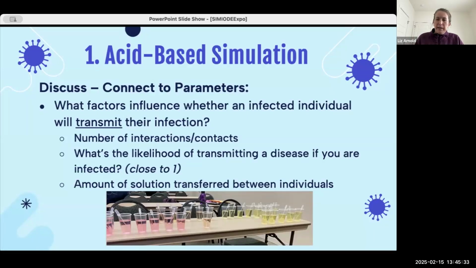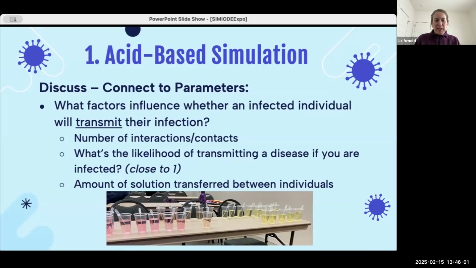They say, well, it depends on the number of interactions that I had. And so they're really getting at a component of the SIR model and the interaction between susceptible and infected. They talk about the likelihood of transmitting a disease if you were infected. And this is where you can talk about in this simulation that likelihood is close to 1, because if you transfer some vinegar, you're going to become infected.